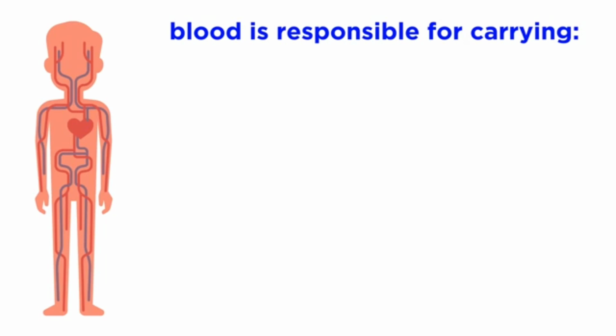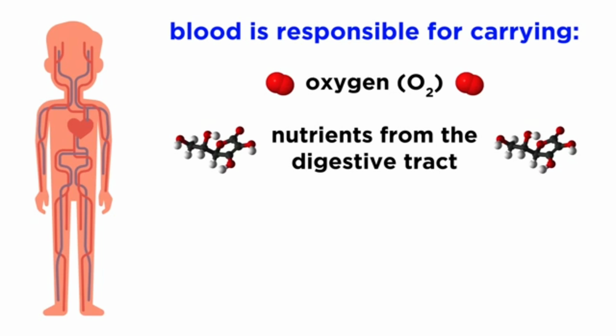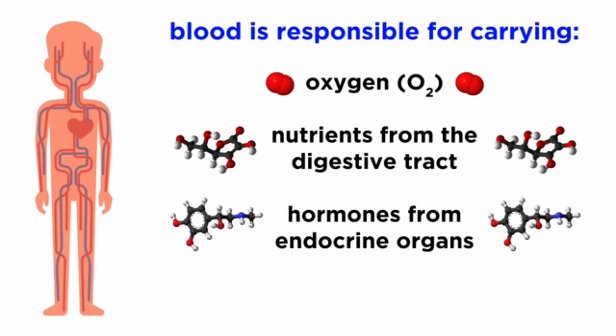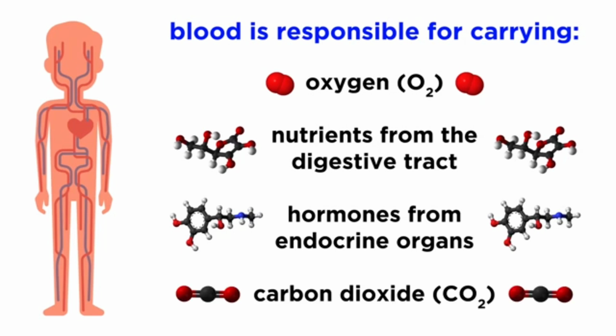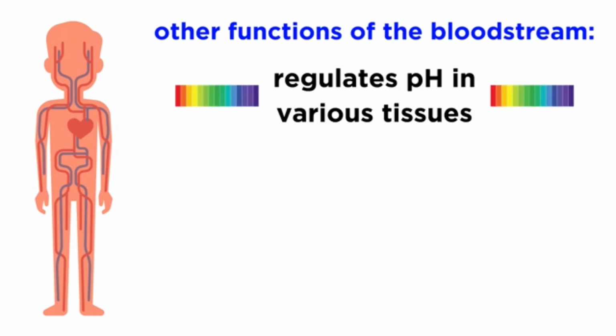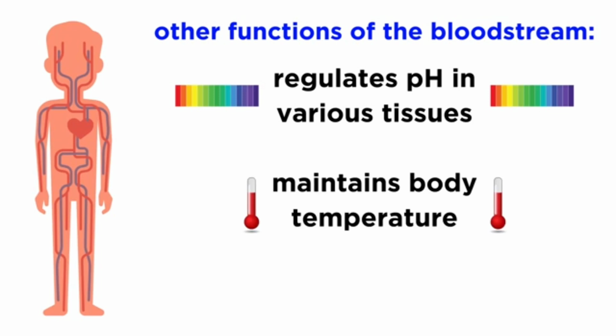As a whole, blood is responsible for distributing various substances around the body, and most notably oxygen, which we cannot survive very long without. But it also carries nutrients absorbed from the digestive tract and hormones secreted by endocrine organs. Blood also delivers waste products to the organs that will dispose of them, like the carbon dioxide that we exhale. Beyond this, blood serves to regulate pH in various tissues, maintain body temperature, and prevent infections.